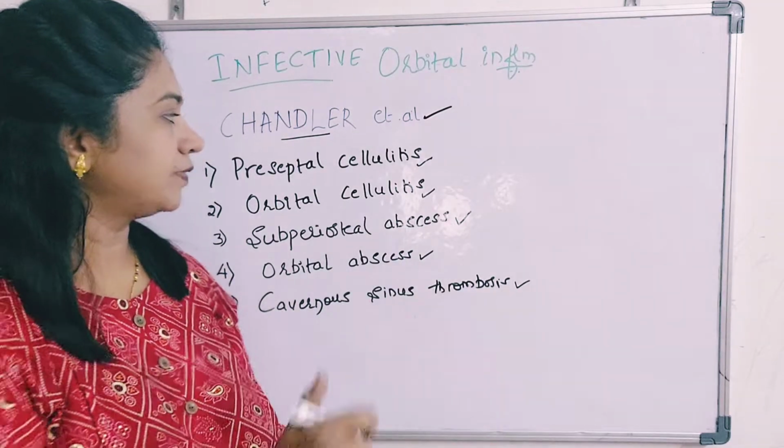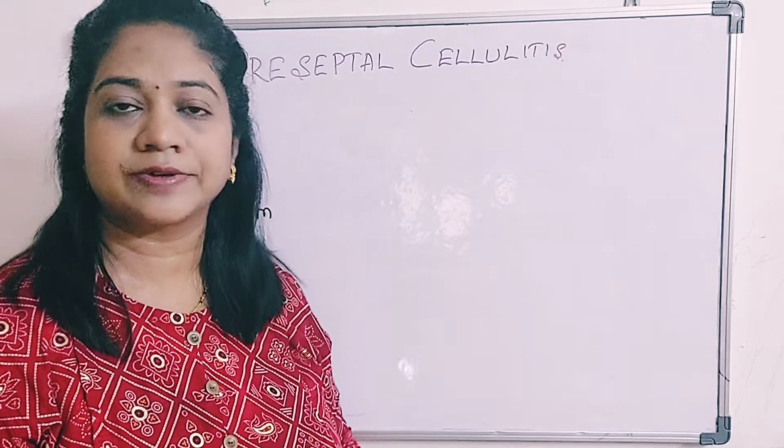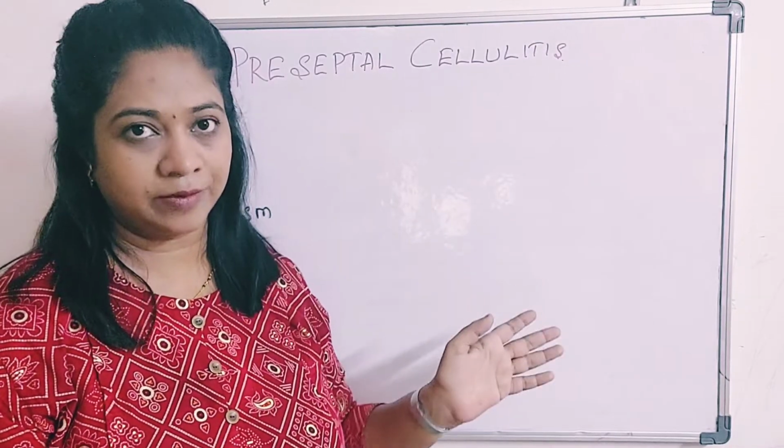Now we will start with preseptal cellulitis. This can be asked as a 5-mark question. So write the opening statement as: it is one of the orbital inflammatory diseases.